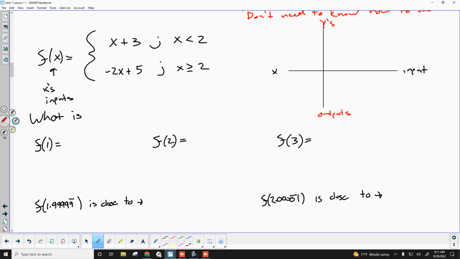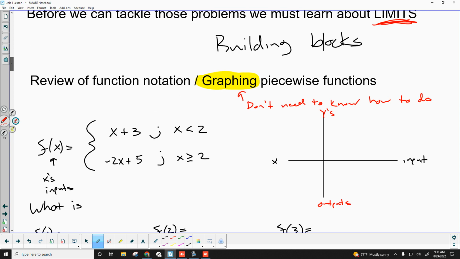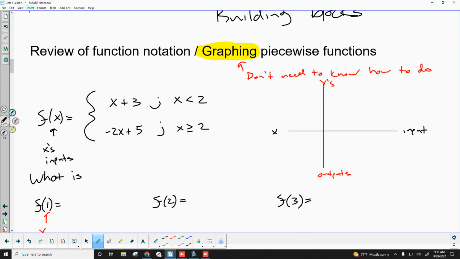If I ask you to find f of 1, f of 1 is an X value. Now, if this was just f of X equals 3x plus 4, and I ask you what is f of 1, well, you would just plug in 1 for X. You get 7. So f of 1 would be 7 for this situation up here.